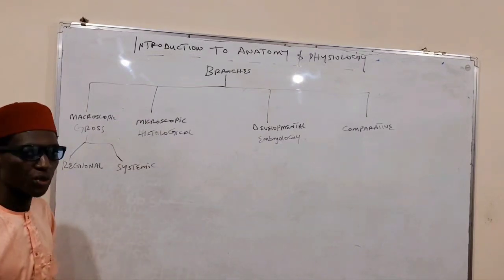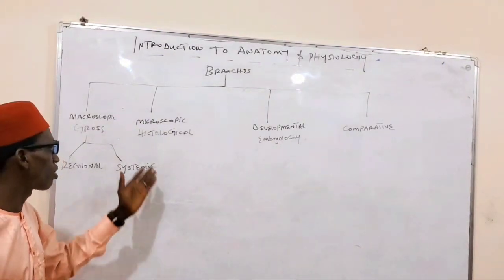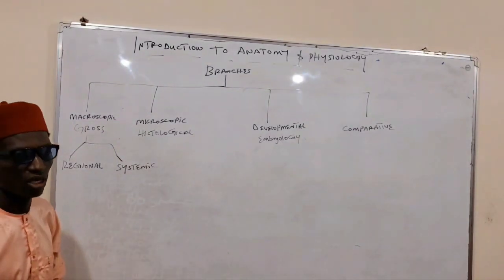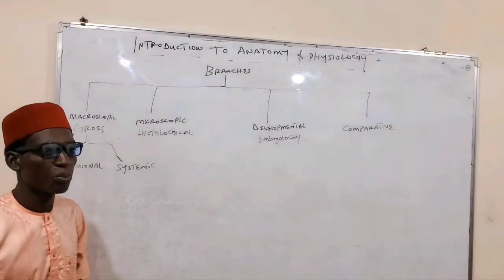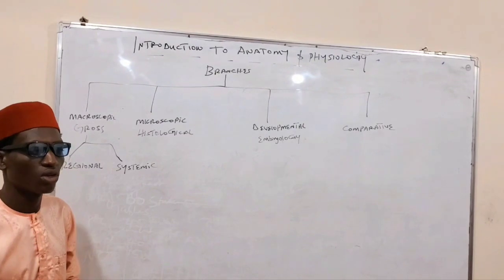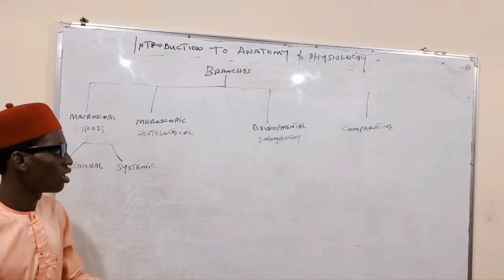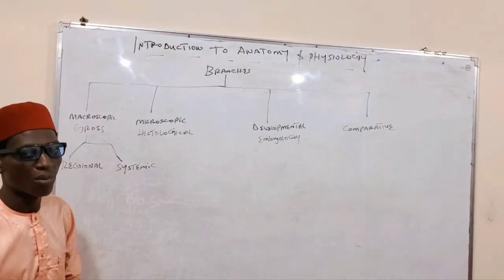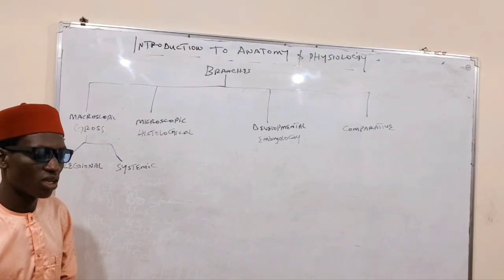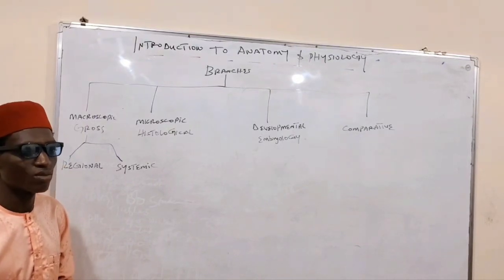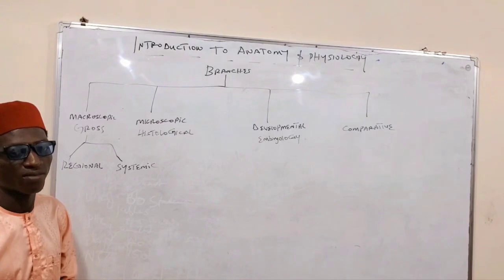Here we have the microscopic anatomy, or you call it histological anatomy. Here we have the developmental anatomy, or you call it embryology. Lastly, we have the comparative anatomy. So we're going to look at these branches and discuss them one after the other.